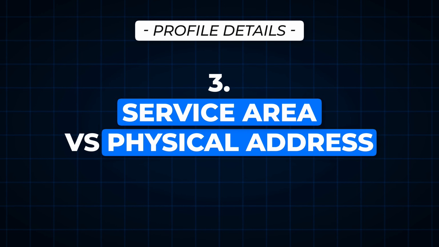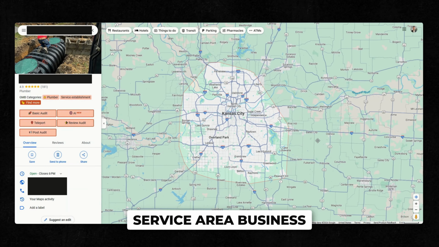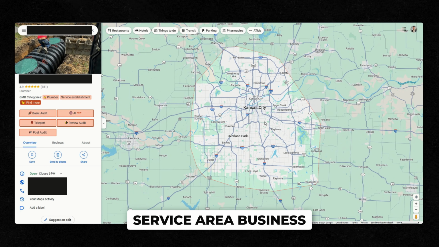For your location, this is important. There are 2 types of businesses that you can have in Google. So first is a service area business. So this is when you are a type of business that goes out to your customers and performs a service. Think lawn care, think any home service, typically, different things like that.